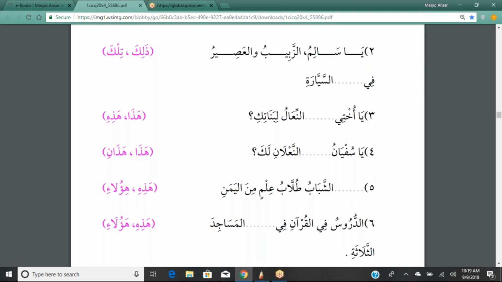هؤلاء الشباب. شباب. شاب. A youth. Number 6, عندك يا محمد.